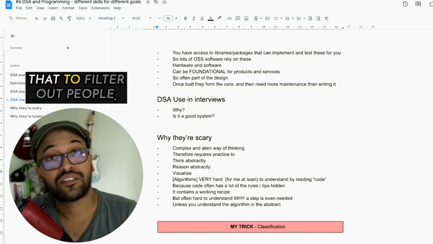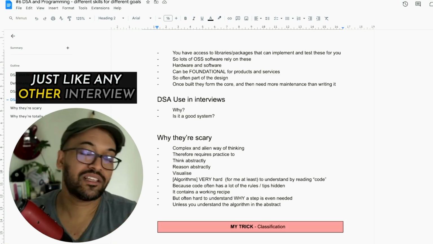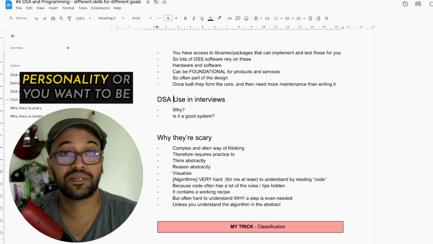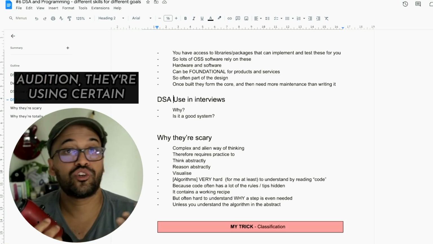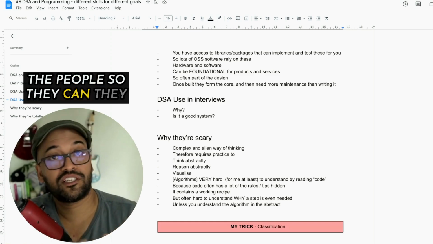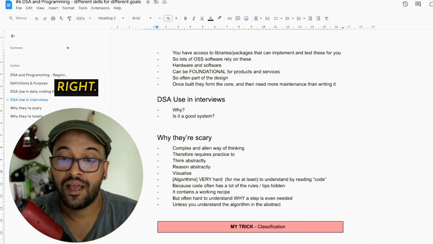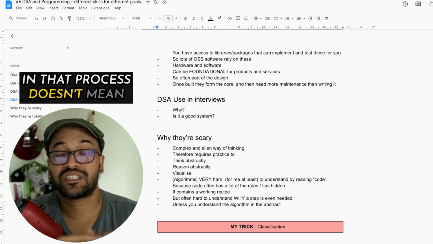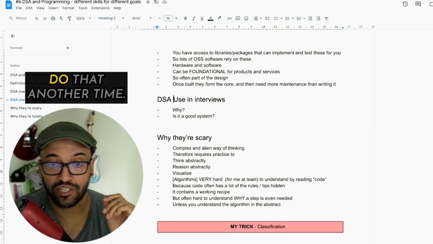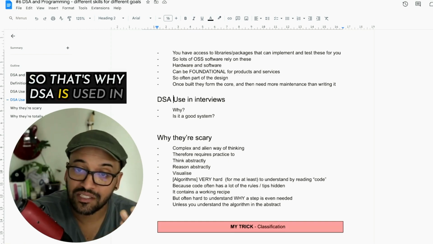So they just use that to filter out people, filter out candidates, just like any other interview process in the world or any other audition, right? If you're a theater personality or you want to be a singer and you go on audition, they're using certain things to filter out most of the people so they can choose the winners, so to speak, right? But just because someone lost in that process doesn't mean they're bad. It just meant that on that day they didn't do as well as they could have. And they can absolutely do that another time, right? So that's why DSAs are used in interviews.